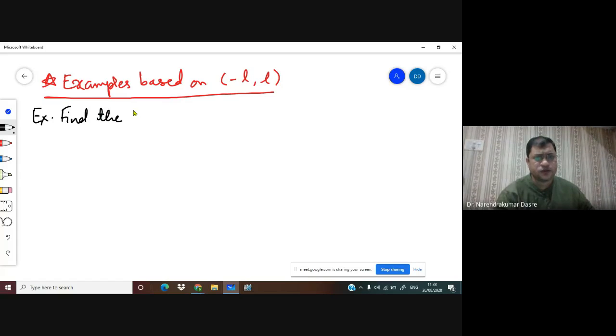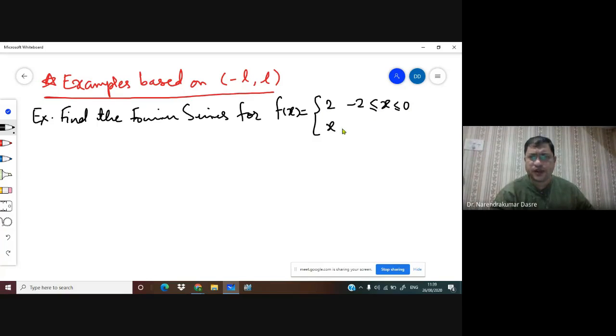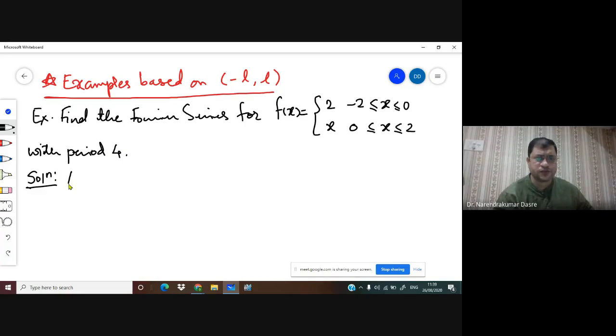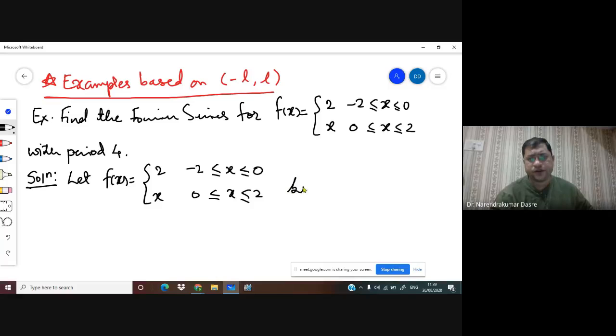Find the Fourier series for f of x is equal to 2, for minus 2 less than or equal to x less than or equal to 0, and x, for 0 less than or equal to x less than or equal to 2, with period 4. So we go with the solution. F of x is equal to 2 for minus 2 less than or equal to x less than or equal to 0, and it's going to be x for 0 less than or equal to x less than or equal to 2.